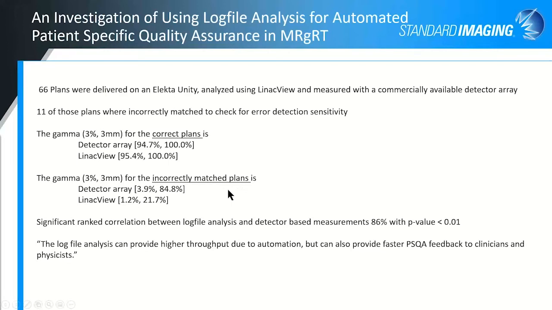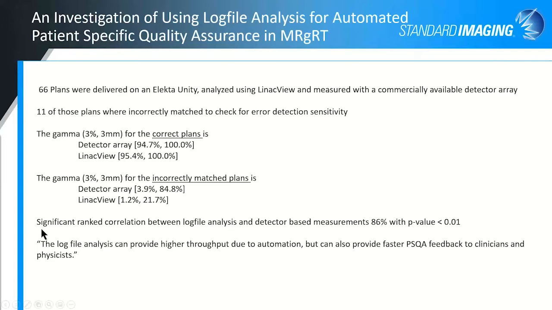So it was still a plan for that patient, but for a previous or upcoming day, since this was, of course, retrospective. And so with the detector array, they measured all of these incorrectly matched plans, and the gamma pass rate ranged from 3.9% to around 85%, whereas LinacView ranged from 1.2% pass rate to a little over 20% pass rate. So you can see that LinacView was much more sensitive in determining the error.